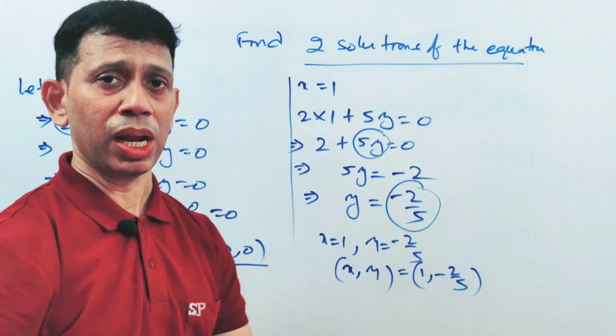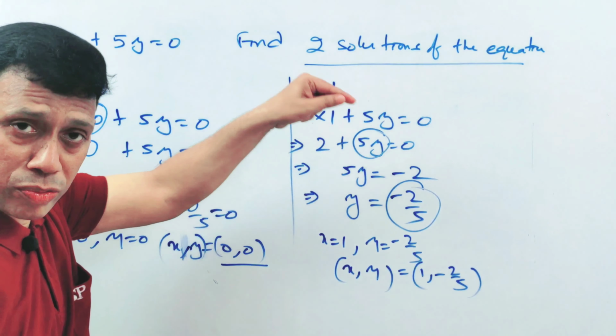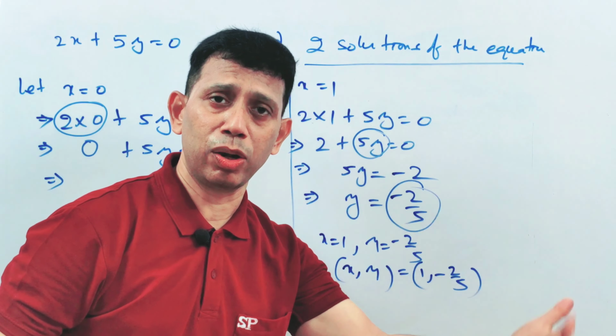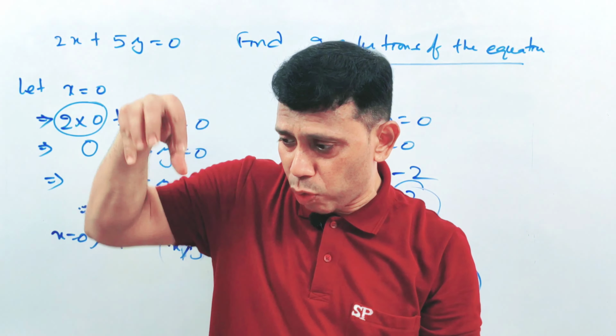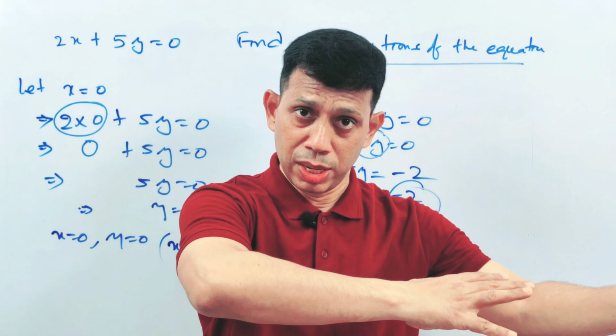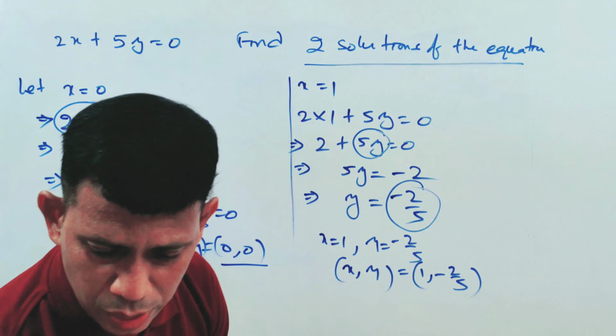If this question had asked for 4 solutions, you put different values of x and go on finding the value of y. And one thing, you can put the value of y also and find the value of x. The meaning will be the same and you are going to get different solutions.